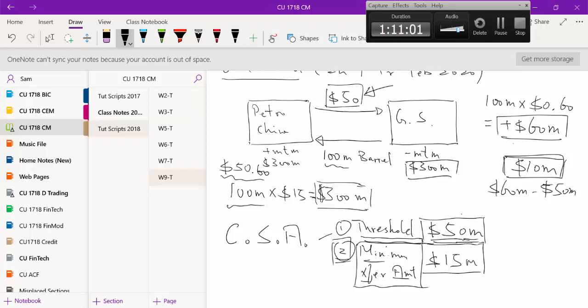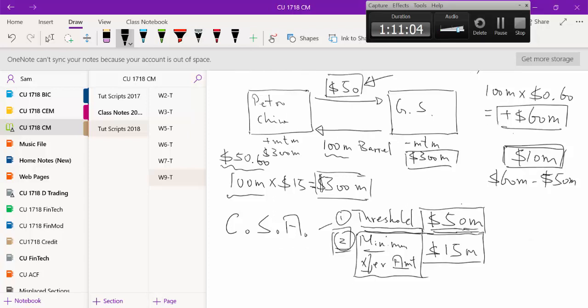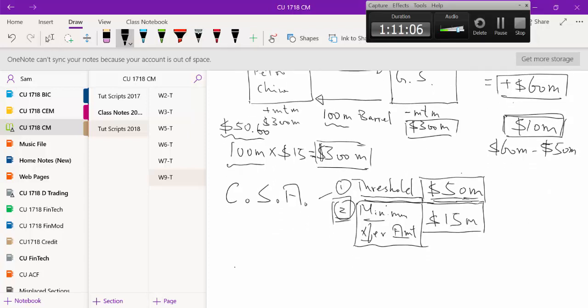Okay. What if the price now rises to $50.70? So first of all, the positive mark to market is now 70 million.